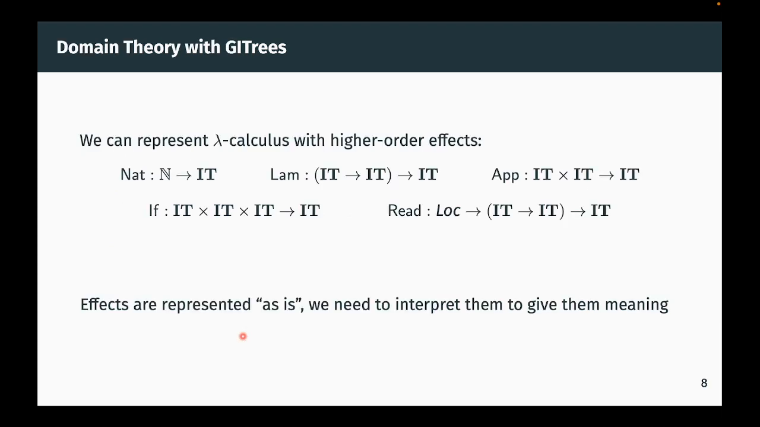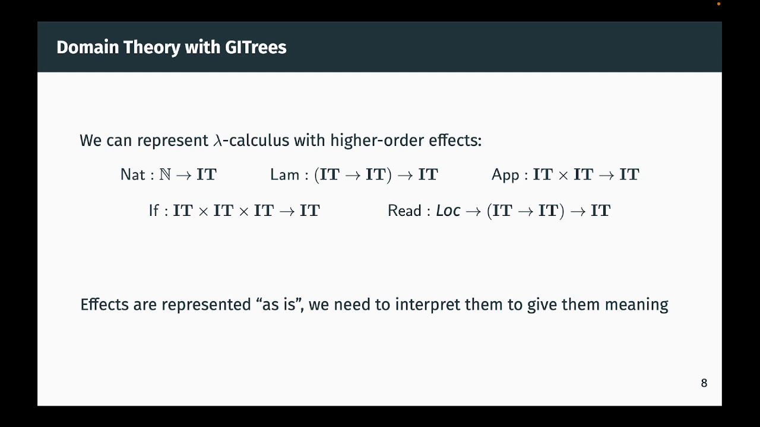Now, with this definition, we can actually interpret untyped lambda calculus with effects. So we have the combinators that allow us to embed natural numbers, functions. We have a combinator that computes function application, and so on. However, the effects are not really interpreted. They're just represented as is. Those are effects without handlers or whatever.